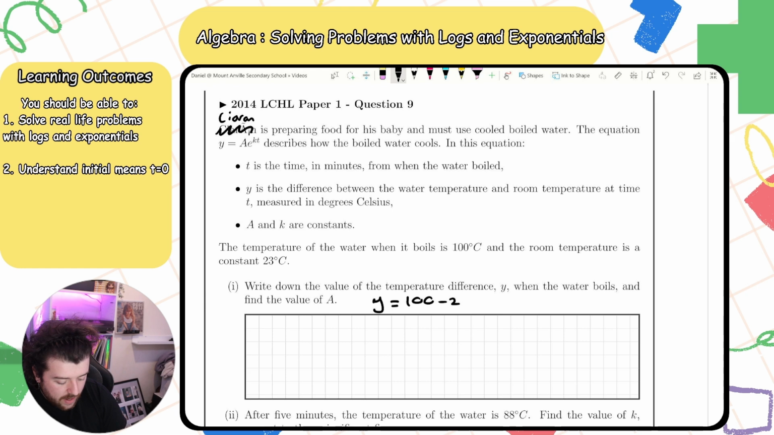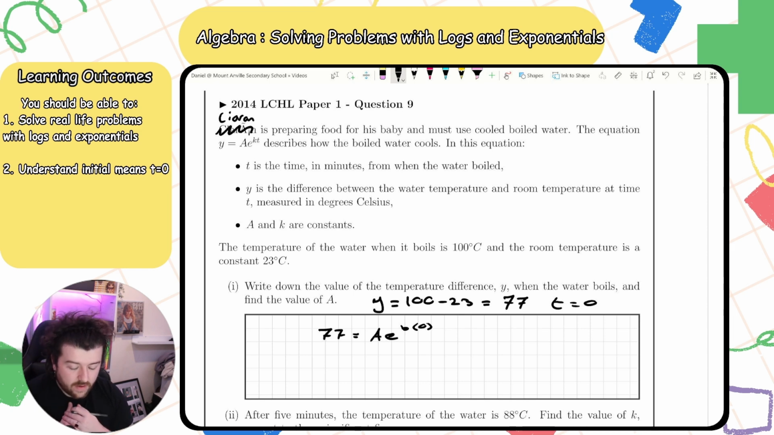So it's going to be 100 minus 23, which is 77. So the difference is 77. That's going to be a e to the power of kt. Now, this is initially, so t is going to be 0. When the water just boiled, no time has passed. So 77 equals a e to the power of 0. A is going to equal 77.